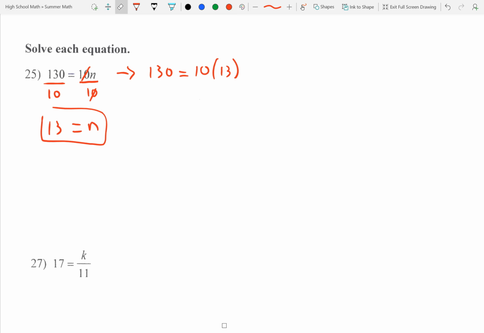true? Well, 10 times 13, pardon me, is 130. And we know 130 is equal to 130. This statement is true. So it tells us that this value, n equals 13, is a solution. It is a value that makes our statement true.